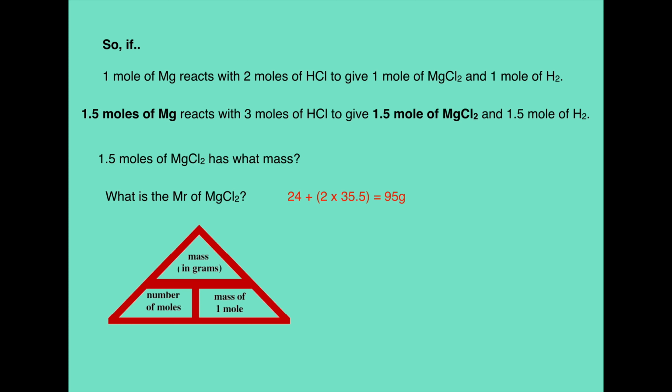Great. Let's look at the mole equation. We're looking for mass in this case. So we know that the mass is the number of moles times the molar mass. We know we've got 1.5 moles of magnesium chloride. We know the molar mass is 95. So in this reaction, we expect 142.5 grams of magnesium chloride to be produced.